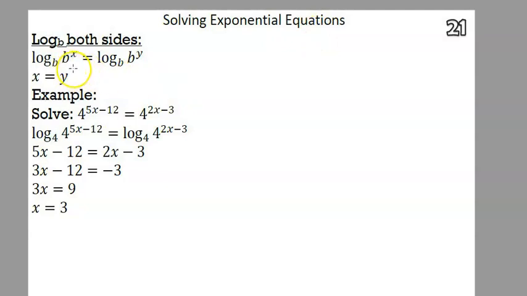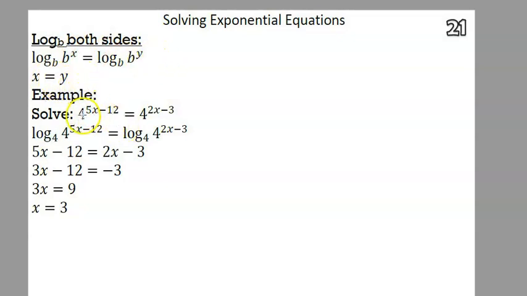To solve an exponential equation, you want to log base b both sides. So basically you want to log with whatever the base is, and you do that to each side. And then that would give you x equals y. The log b's would cancel, and so you're just left with the exponents.